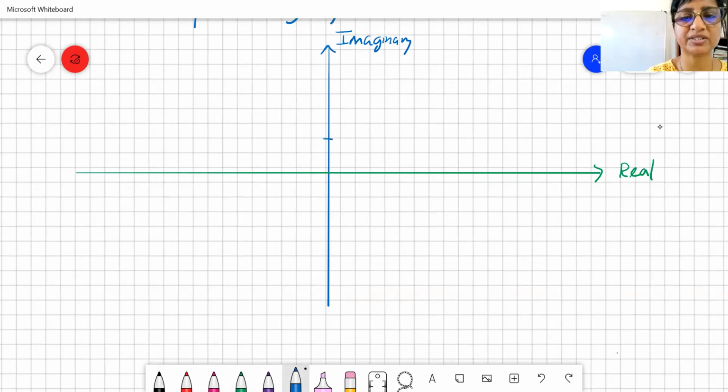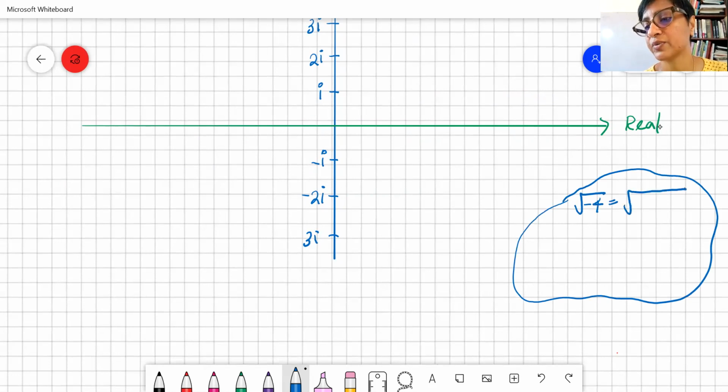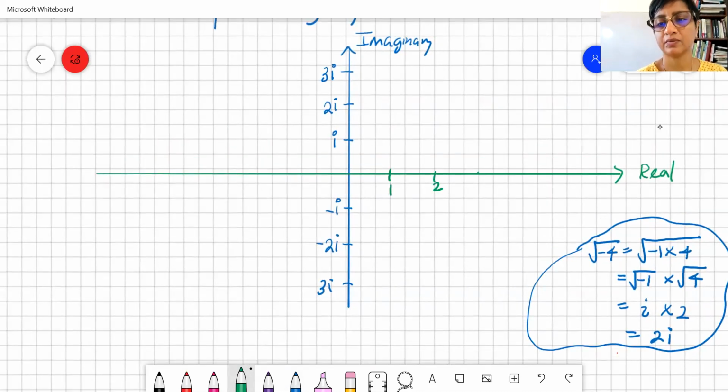I'm just going to show you this is I, it's 2I, 3I, that's how it goes, right? Minus I, minus 2I, minus 3I. In the earlier diagram, I had written 2I as square root of -4. If you want to see how it became 2I, you can show it in a little bubble. Square root of -4 can be written as square root of -1 times 4. You can break it down to square root of -1, and that is I, and square root of 4 is 2, and that is 2I. That's if you want, okay? 1, 2, 3, 4. 1, 2, 3.